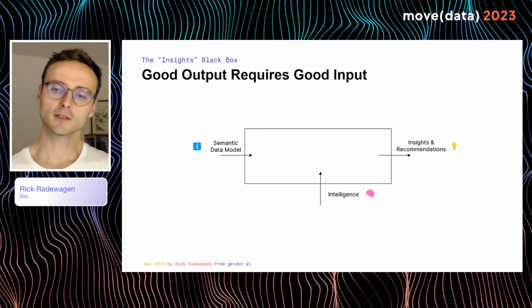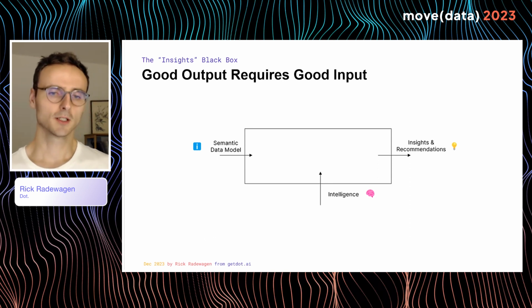And as practitioners in the field, on the intelligence side, you can obviously only do so much. So one of the big areas for improvement to get better output is to focus on the semantic data model.